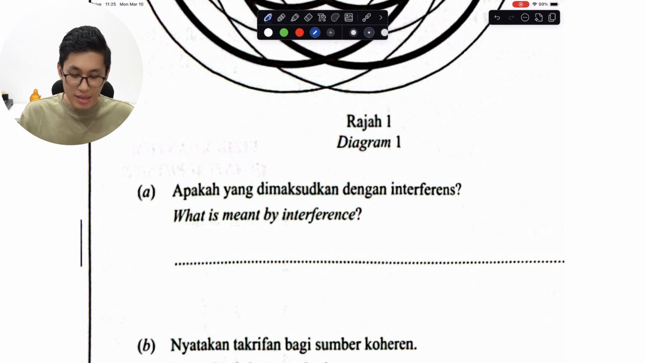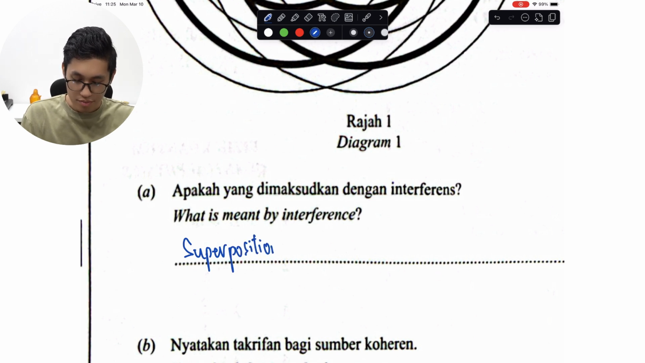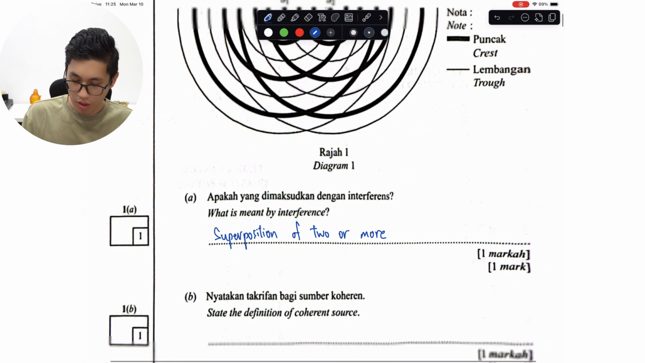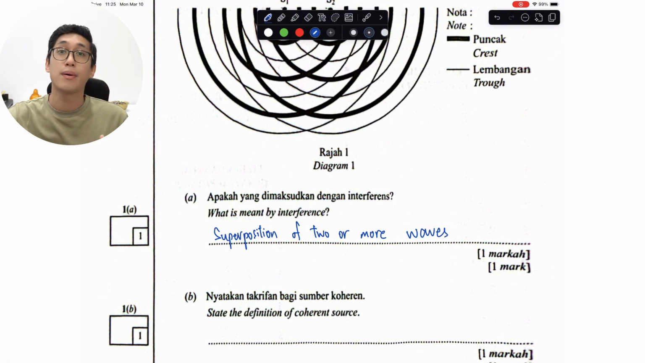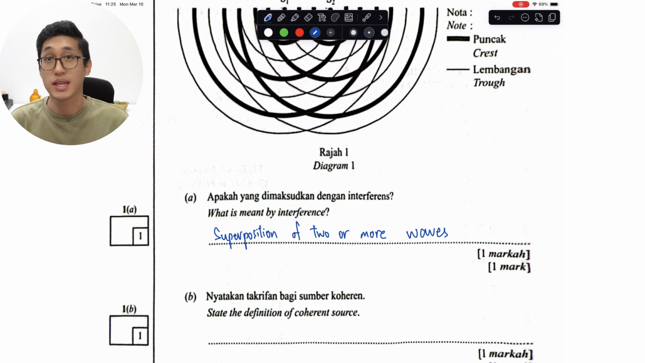So they ask you, what is interference? You say interference is the superposition of two or more waves. Meaning you are adding the waves up together.